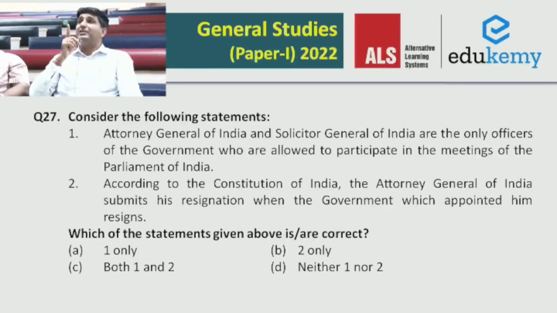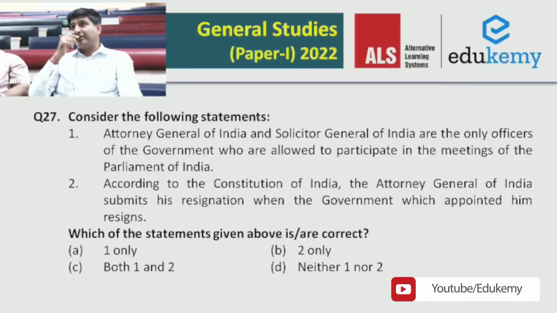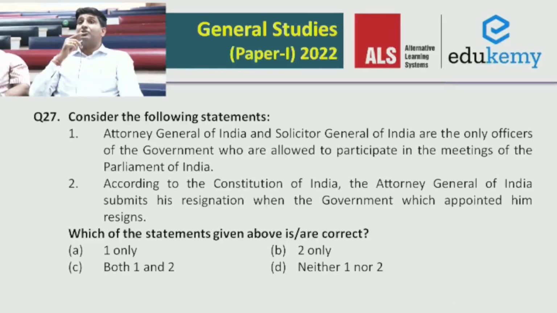The Solicitor General is appointed by the President to assist the Attorney General, and in general, they assist by appearing for the Government of India in important cases where the Attorney General for some reason cannot be present. So the use of Solicitor General of India in this statement makes it wrong. Second statement: according to the Constitution of India, the Attorney General of India submits his resignation when the government which appointed him resigns. Now, this is not mentioned in the Constitution, but it is a tradition.